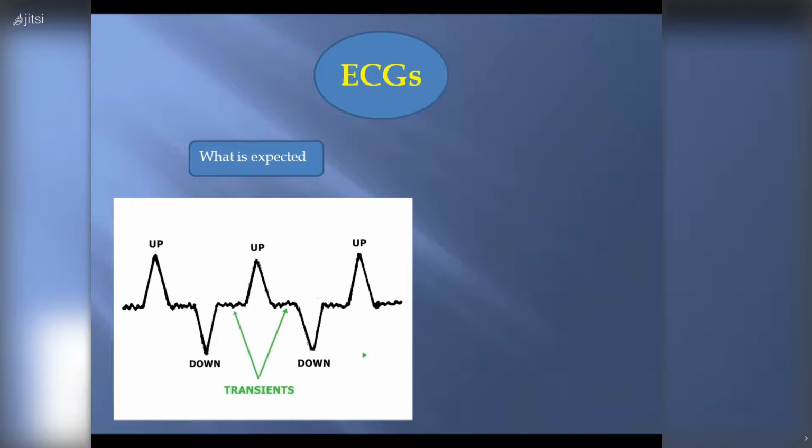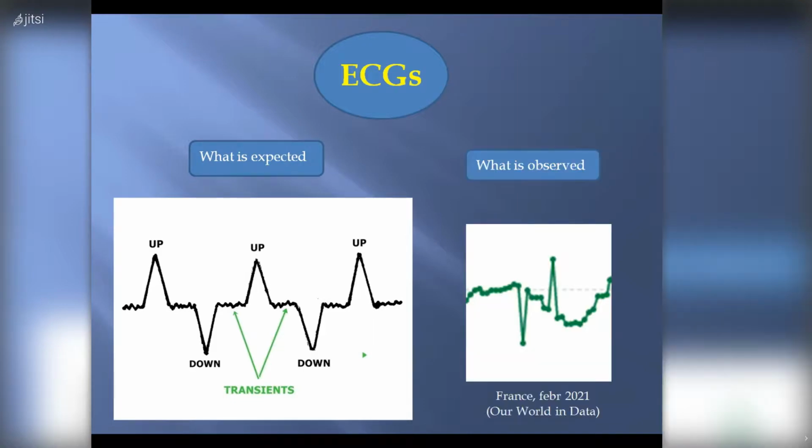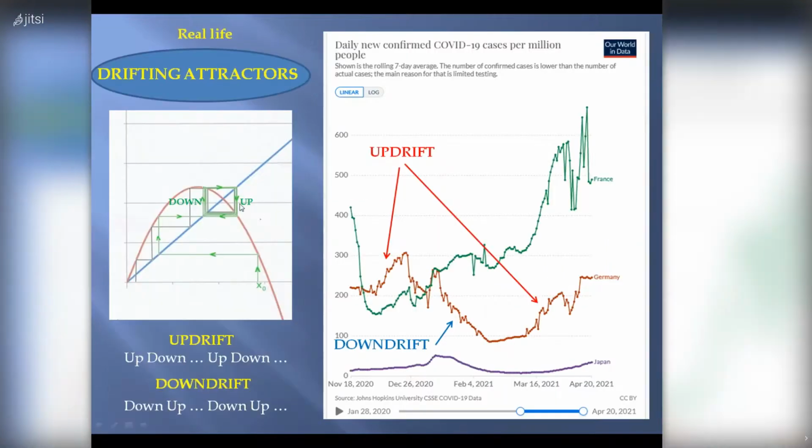Okay. What is observed? From the Johns Hopkins University data, this is an example of a down-up coupled pair. That's a down-up pair. Other examples are found here. We stay in the bistable state. This is the down-up pair I showed you right before. But what happens in real life is that the attractors are often not stable in time.